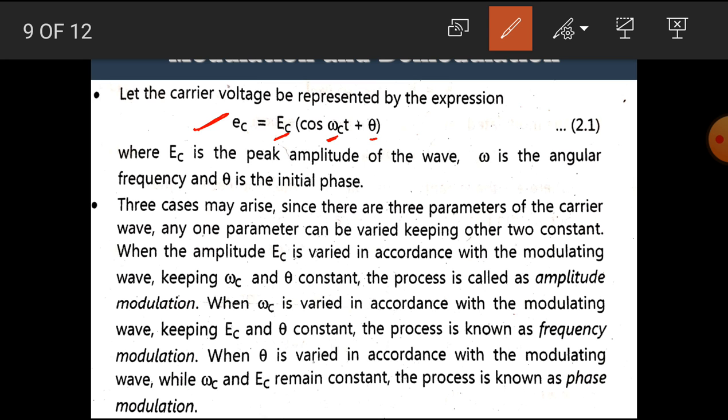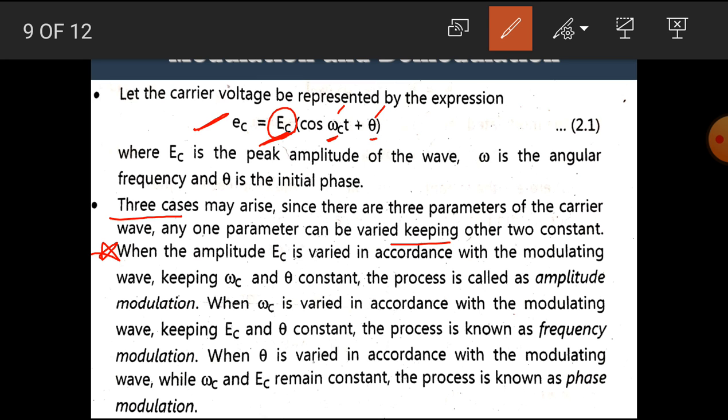Okay, if the amplitude of the carrier, that means if E_c of the carrier is altered with the modulating signal, keeping frequency and phase constant, then the modulation is called amplitude modulation. Similarly, three cases may arise since there are three parameters of the carrier wave. Any one of the parameters can vary, keeping the other two constant.